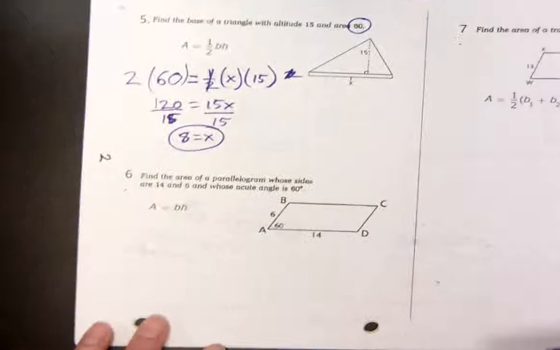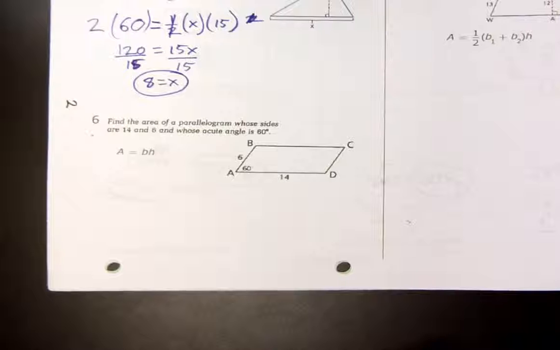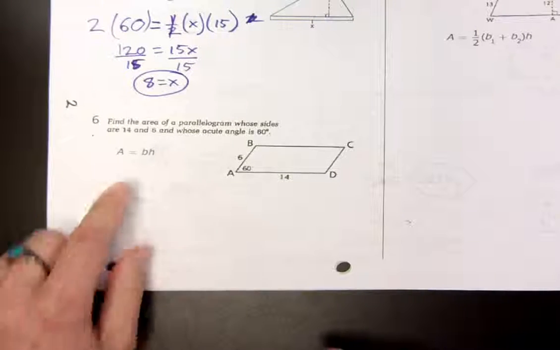All right. What do we need in number 6? What are we missing? Number 6, you're missing the area. We're missing the area. What else are we missing to find the area? The formula. We know the formula. Area is base times height.